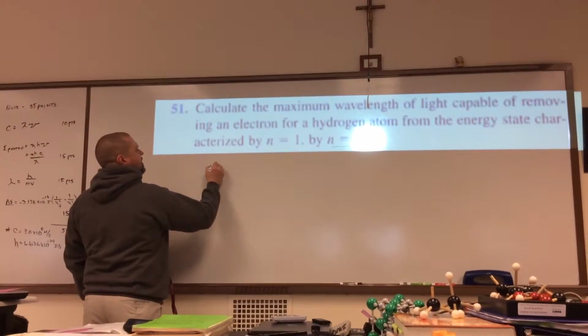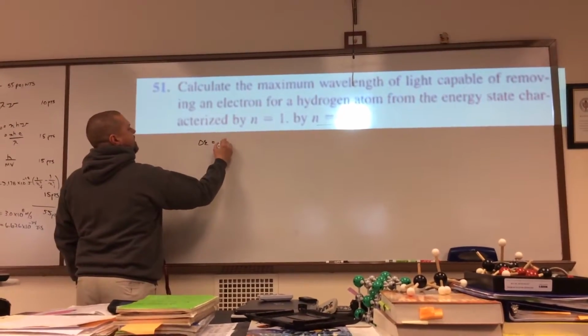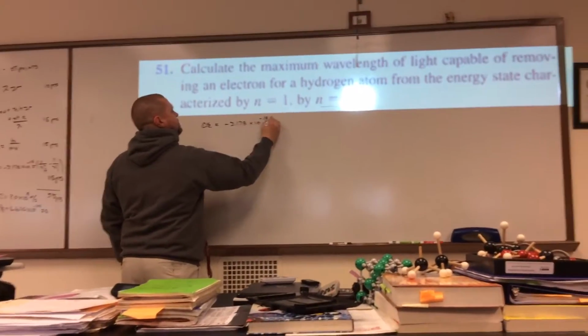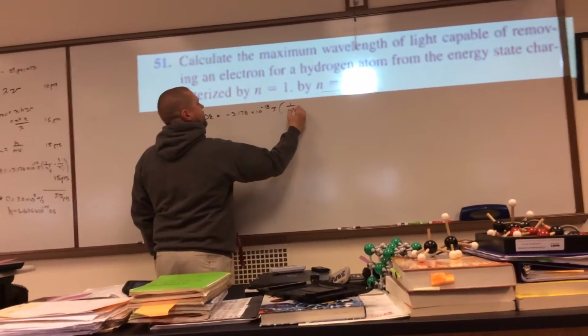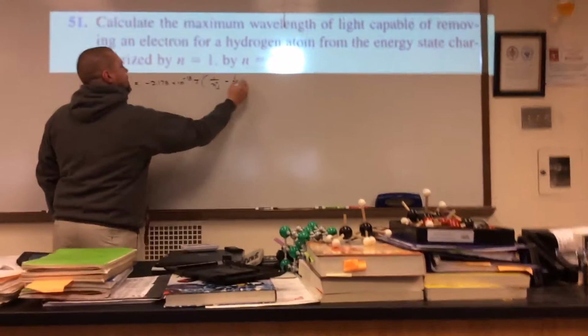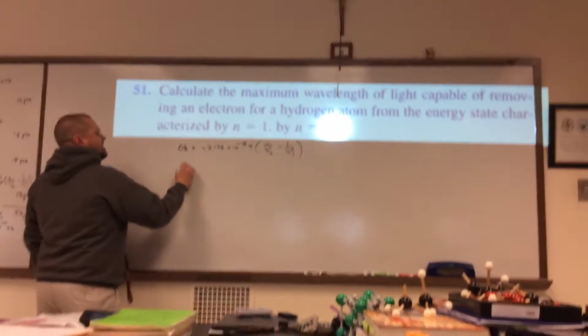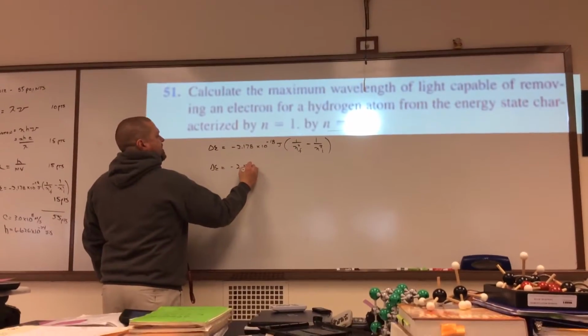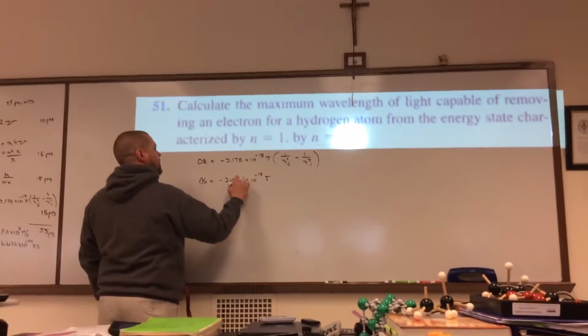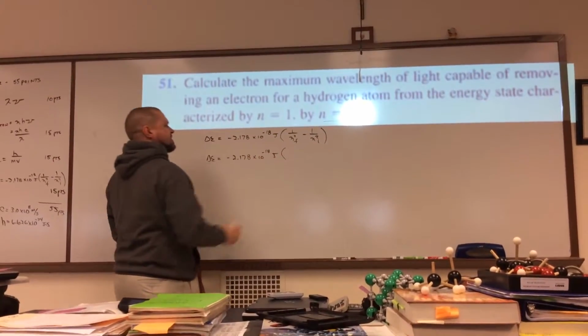This is going to be, again, a delta E equals negative 2.178 times 10 to the negative 18 joules times 1 over n squared final minus 1 over n squared initial. All right, so delta E equals negative 2.178 times 10 to the negative 18 joules times.